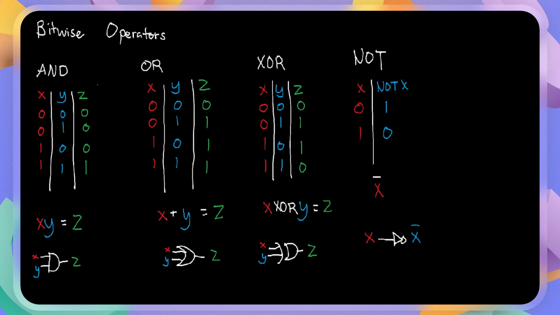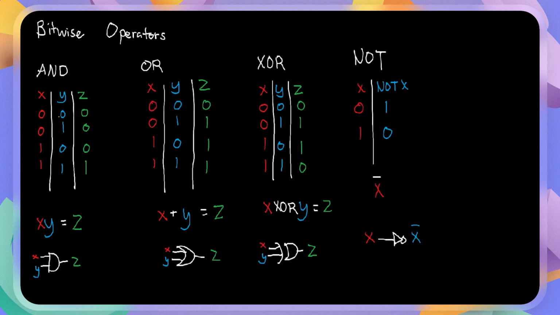Today, I'm going to show you bitwise operators and operations. We'll go into some examples later, but here's some things you need to know first. We have the following operators: AND, OR, XOR, and NOT.